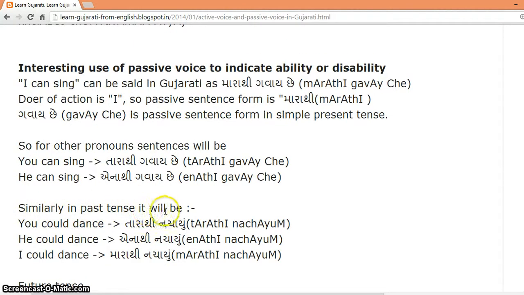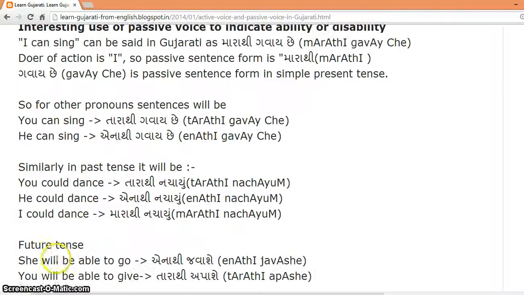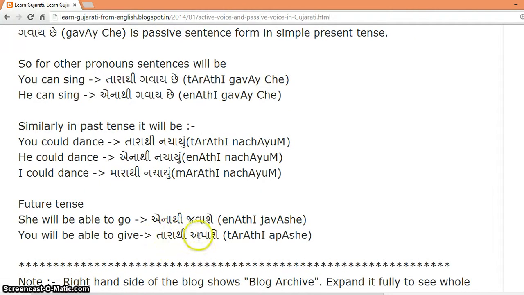Similarly, in past tense, it will be you could dance. Tarathi nachayu. He could dance. Enathi nachayu. I could dance. Marathi nachayu. Future tense, she will be able to go. Enathi javashe. You will be able to give. Tarathi apashe.